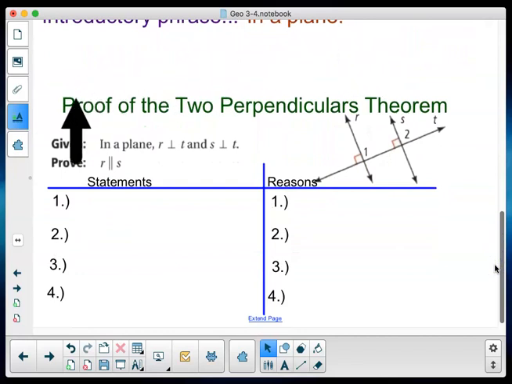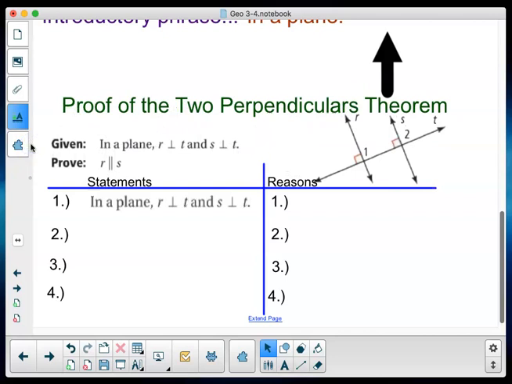So my first thing in every proof, I've got to read: in a plane, R is perpendicular to T and S is perpendicular to T. R is perpendicular to line T. S is perpendicular to line T. I have two right angles, and all right angles are congruent, so angle 1 and angle 2 must be right angles, and they must be congruent, and they really look as if they could be corresponding angles. So I'm going to use the converse of corresponding angles to help me out. So let's get the show on the road.